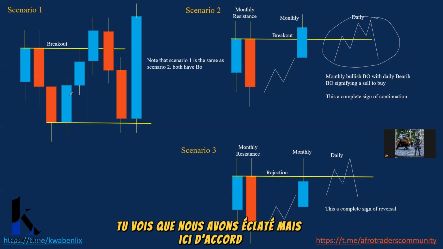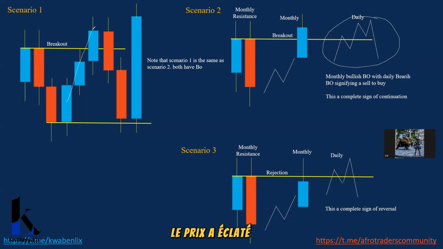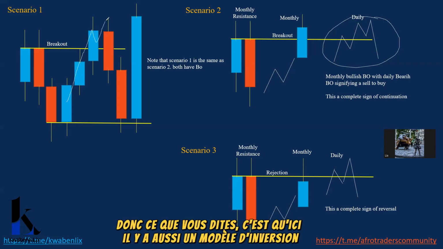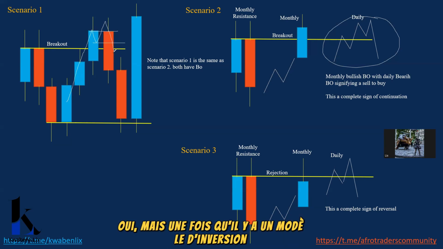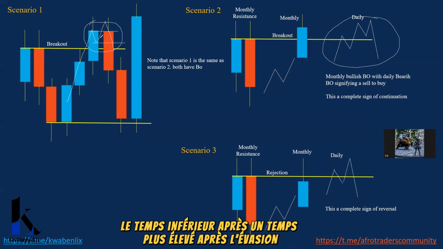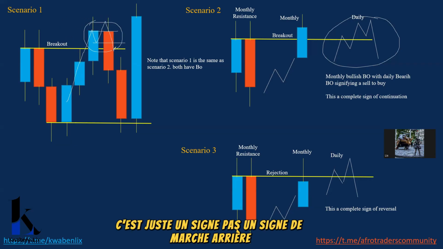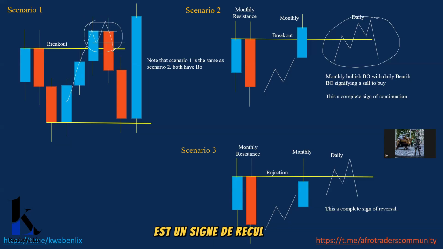You see, we have broken out, but here price broke out. So what we are saying is that here there's also a reversal pattern. But once there's a reversal pattern on the lower time frame after a higher time frame breakout, it's not a sign of reversal, it's a sign of pullback.